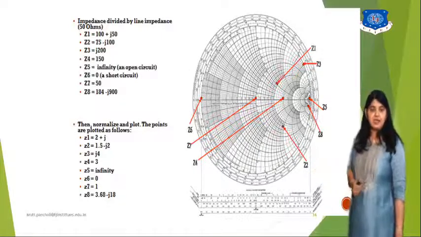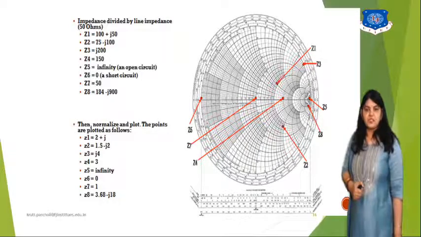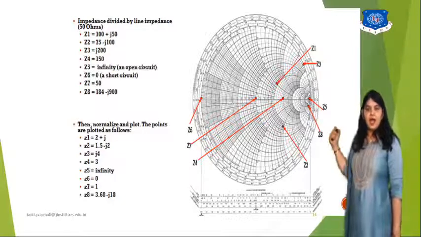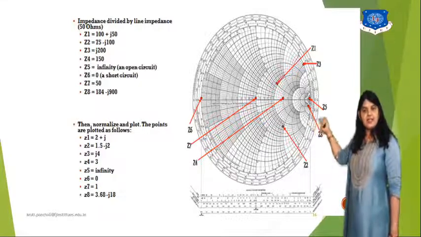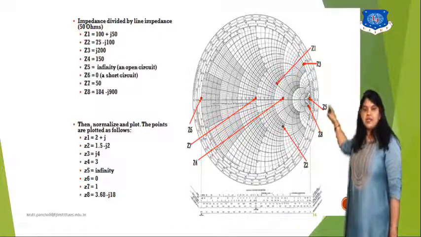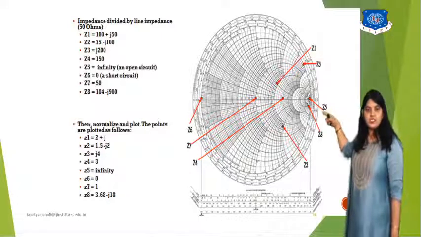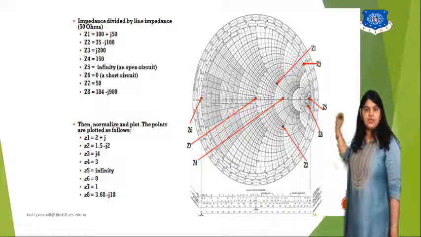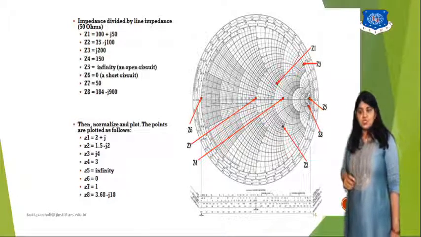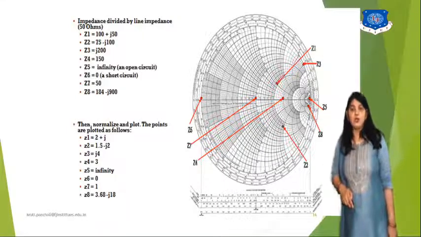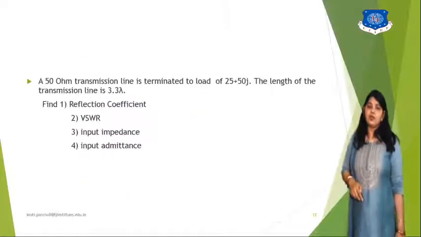Fine. Z5 is equal to infinity. So I show you that R is equal to 0 on the left side, and this is the point, the infinity point. Z6 is equal to 0, so you can see it on the other side, that is the Z6 point. So this way you can plot all these values onto the graph page.